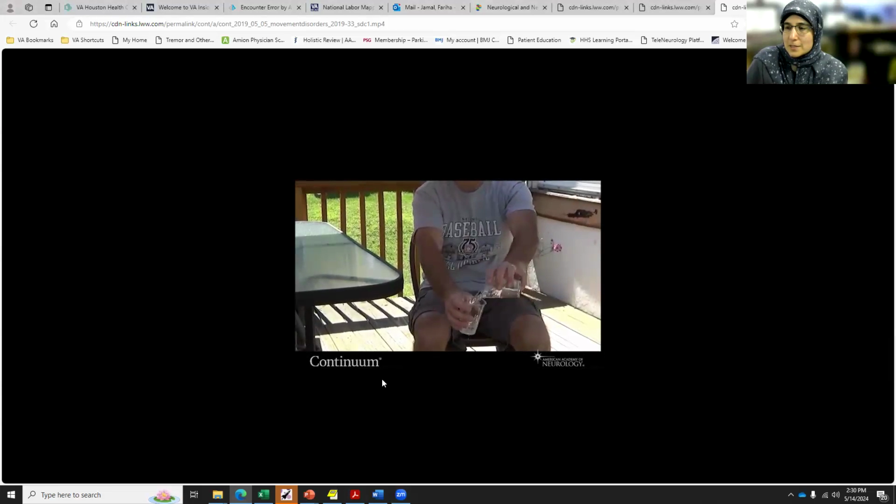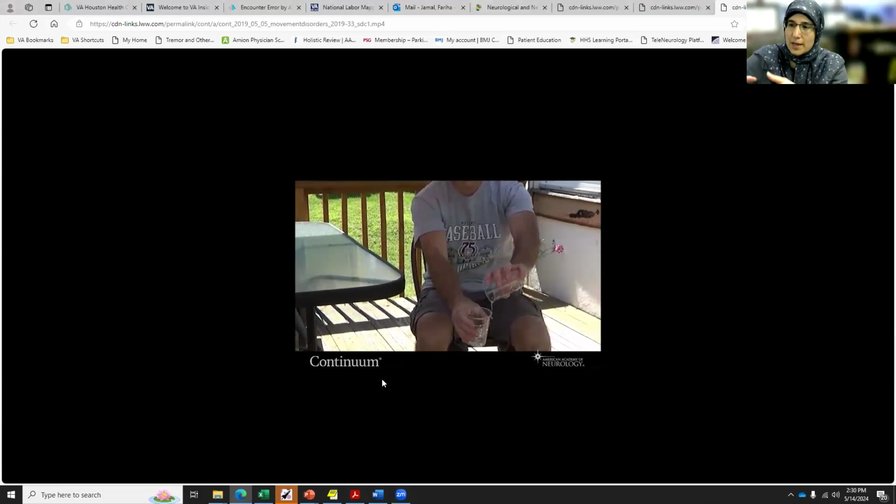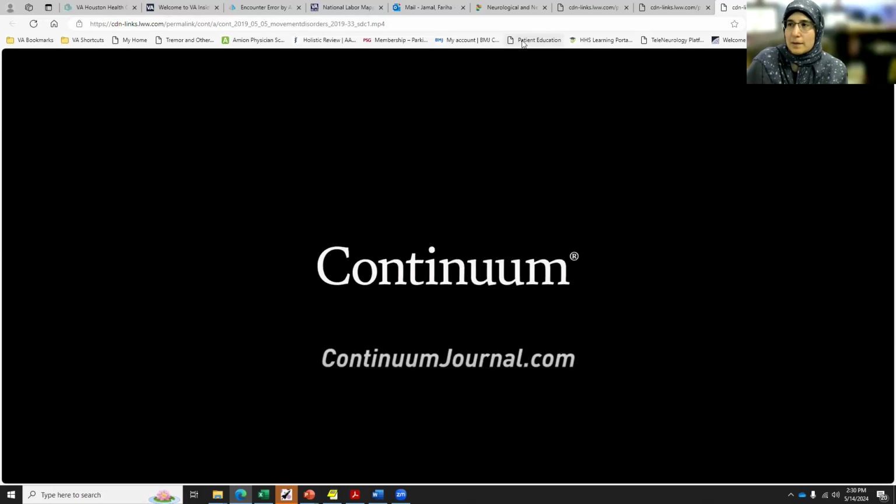All right, so you can see with pouring how bad the shaking is. A lot of spill there. It's predominantly in the hands. And of course, this is a sustained posture with the movement. So both postural and kinetic tremor that we are looking at. And then as he moved his hands closer, it kind of improved a little bit. All right. So we'll go back.